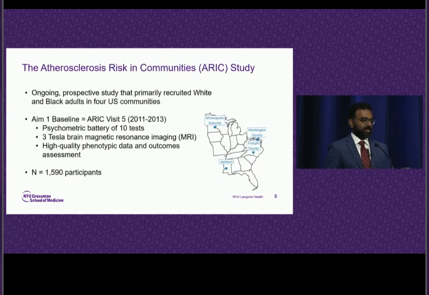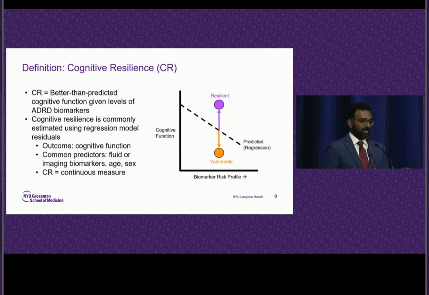So as I mentioned, ARIC is a community-based cohort. It's ongoing, and at visit 5, we had 10 psychometric tests. We used 3T MRI, and we have a well-documented set of covariates. And we defined cognitive resilience using what's called the residual approach. Essentially, we're using linear regression, and we're using the residuals from that regression to identify individuals that are either doing better than expected given their level of pathology or worse than expected given their pathology.